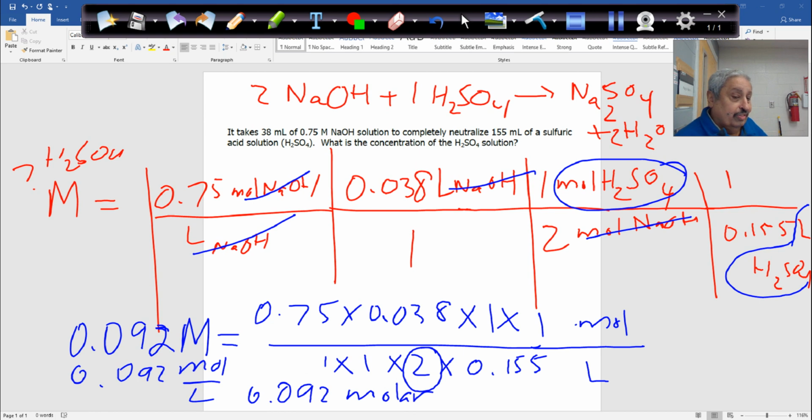You cannot put C1 V1 equals C2. So you have to avoid this, because not all the acids and bases have the same mole ratio.